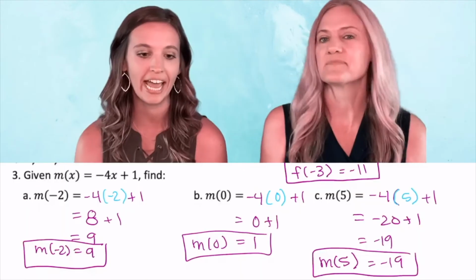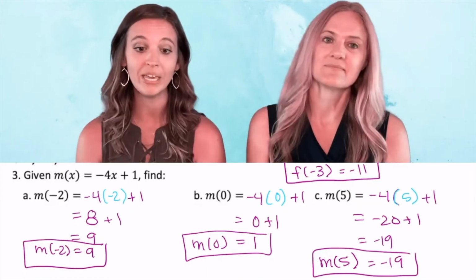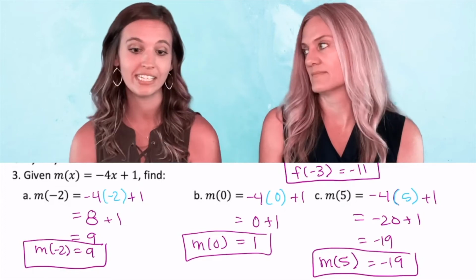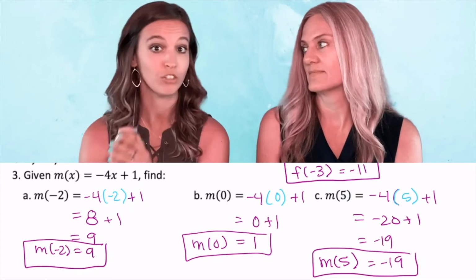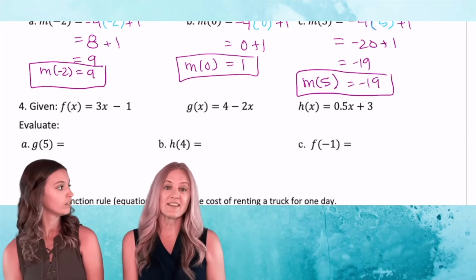Okay, let's see how you did. A should be m of negative 2 equals 9, B should be m of 0 equals 1, and then C should be m of 5 equals negative 19. You can pause and check your work if you need to. All right, let's get to the next one.